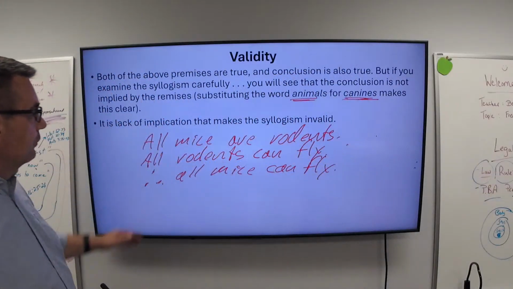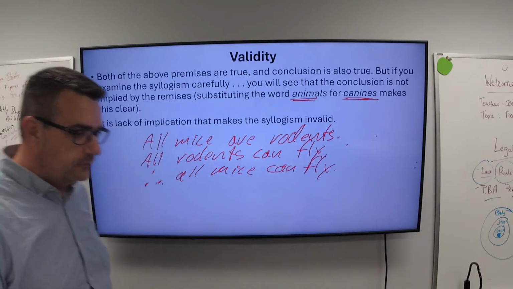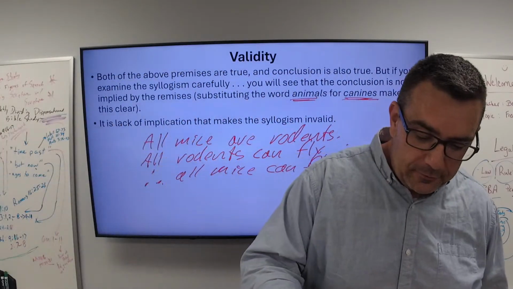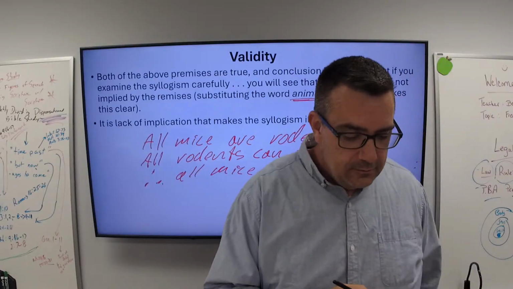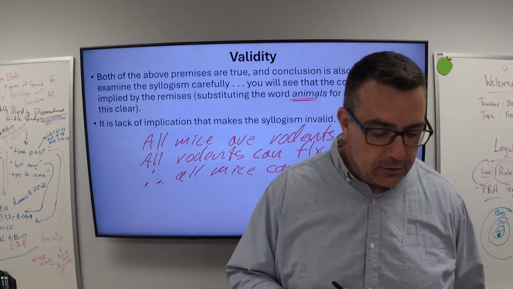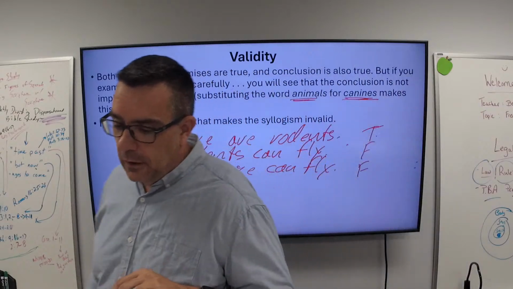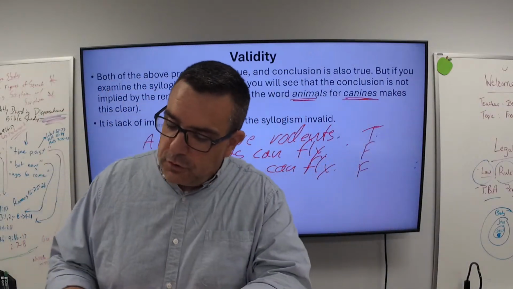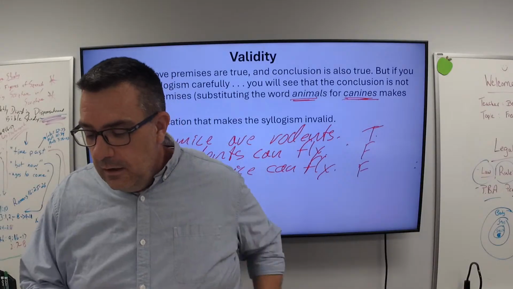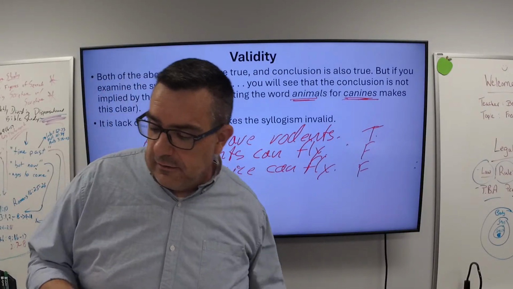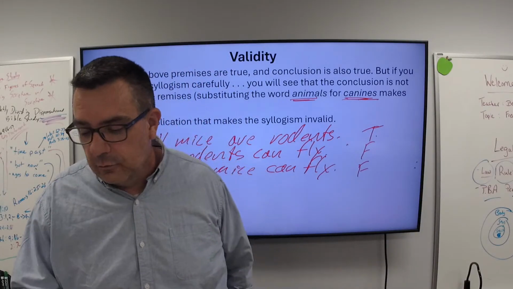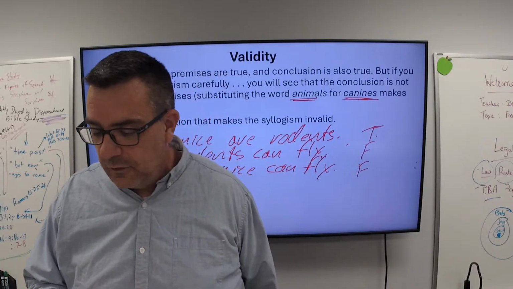Is premise 1 true? Yes. So we could say that's true, right? What about premise 2? False. What about the conclusion? False. Okay? So you should be able to identify then, and probably initially think that this syllogism is invalid because one of the premises and the conclusion are false.